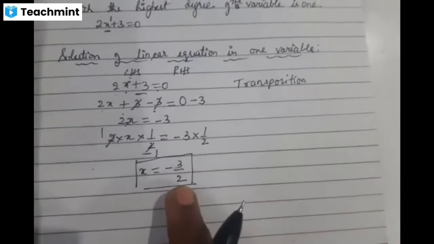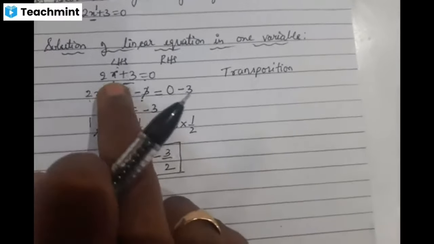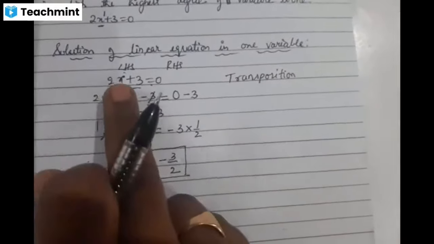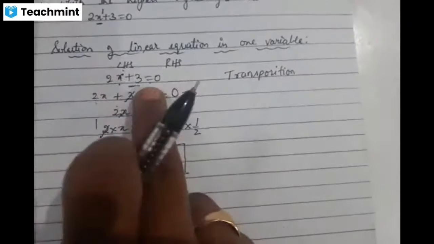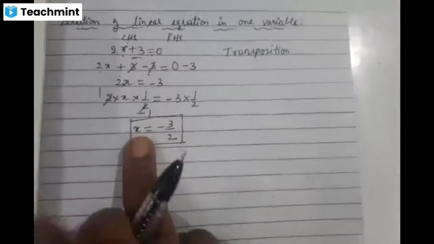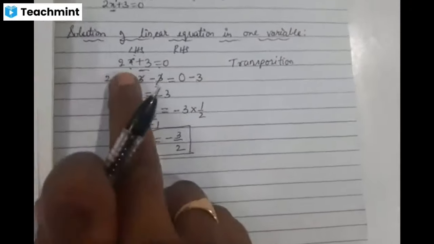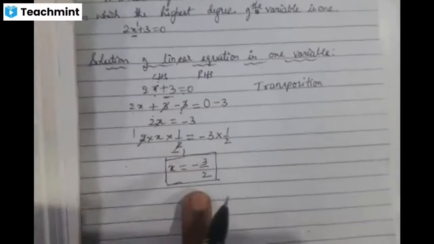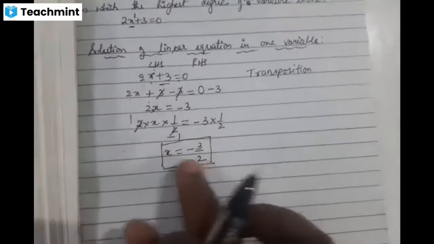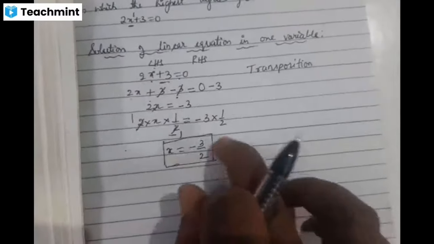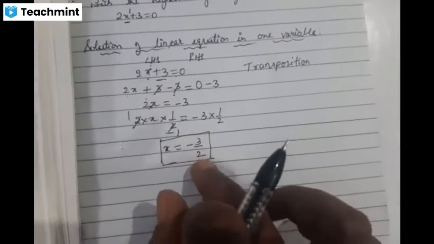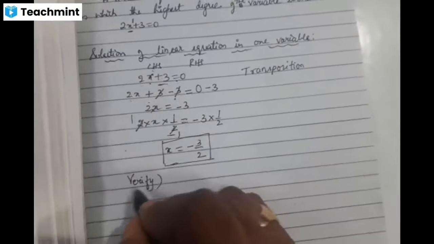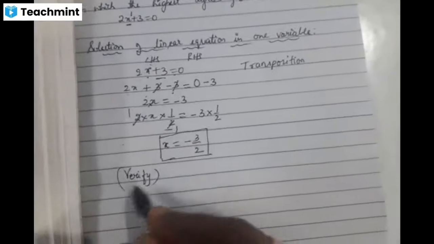If you substitute minus 3 by 2 in place of x, we get LHS is equal to RHS. That is called verification. In this way, we solve or find the value of the unknown term. This is called the solution of a linear equation in one variable. After solving, we get the value of the unknown term, children. Whether the value we have got is correct or not, we are going to check. We can also write checking or verification.